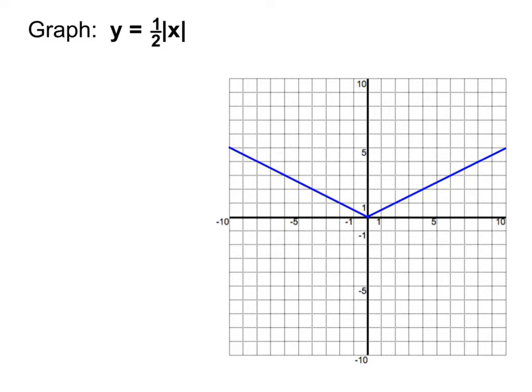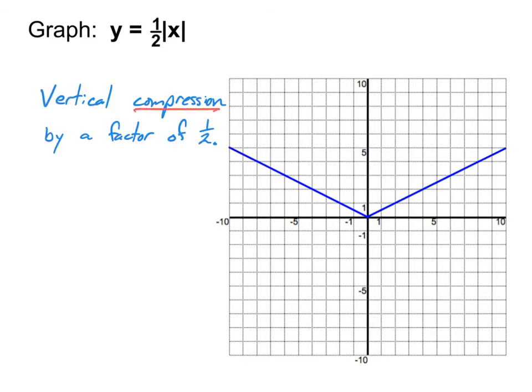Notice our graph is actually squatter. It's like we put a big weight on the top of our graph and compressed the entire thing. It wouldn't really make sense to say that it was stretched because we are not pulling it outward. We're actually squishing it and compressing it down. And for that reason, we call this a vertical compression by a factor of 1/2 instead of a vertical stretch, because stretching tends to make something bigger, compressing tends to make it smaller.